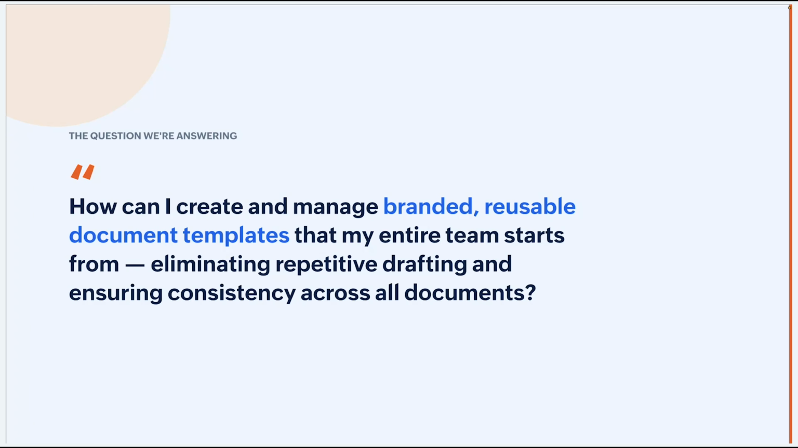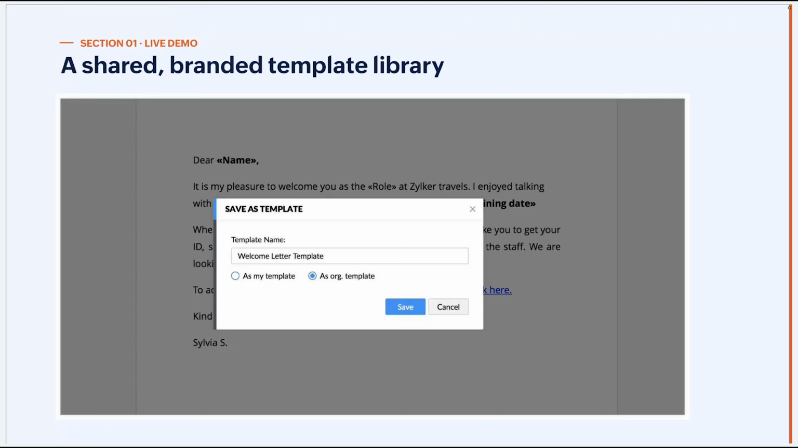keeping everything consistent? Well, the answer to this is to stop treating documents as files people pass around and start treating them as templates people draw from. So in Zoho Writer, you can create organization-wide templates for contracts, invoices, letters, and more. And you can easily share them with specific teams or even your entire organization. So you don't even have to start from scratch.